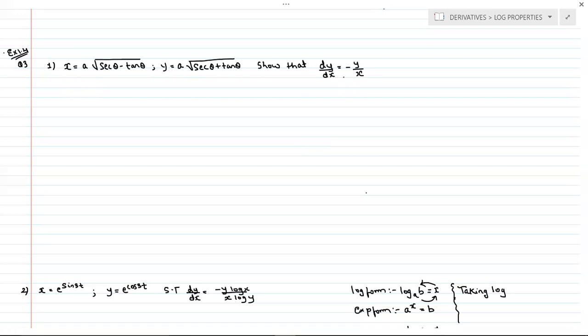So in "show that", what exactly do we require? Here we require only y and x, but the given question is in the form of sec, tan and a. The final answer should be in the form of y upon x. So the first thing is to try to eliminate this a, sec, tan, even the square root, because we don't require them. We have to eliminate these unknown things.